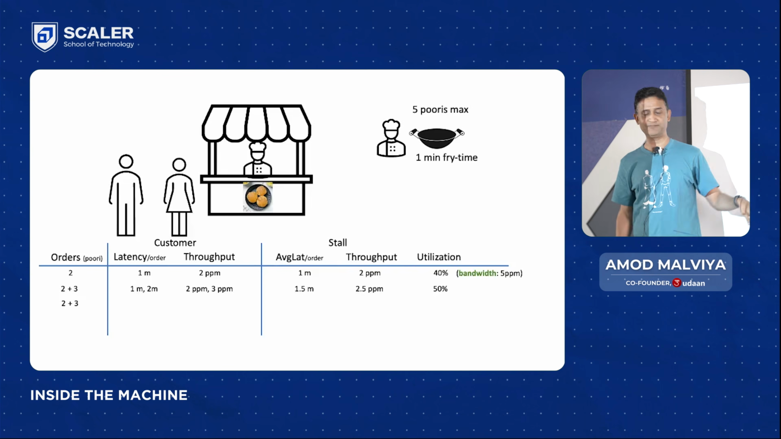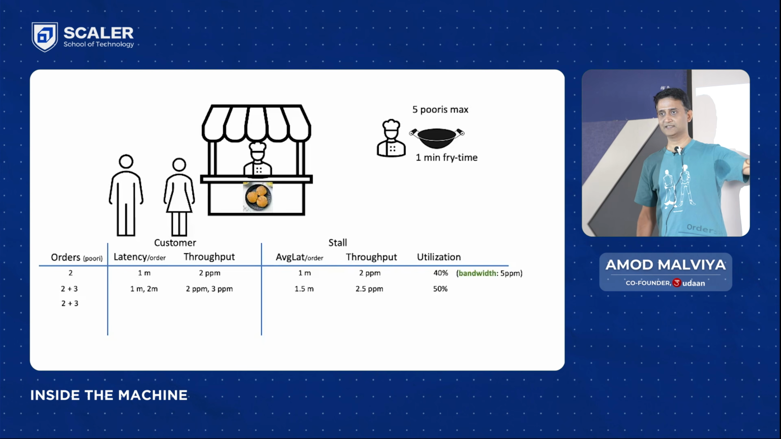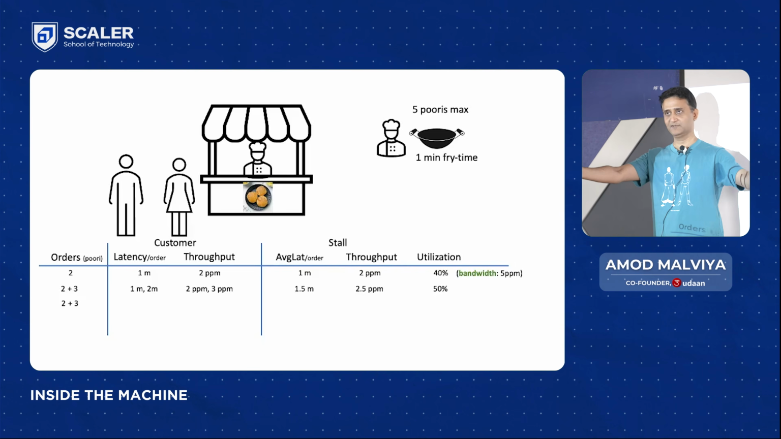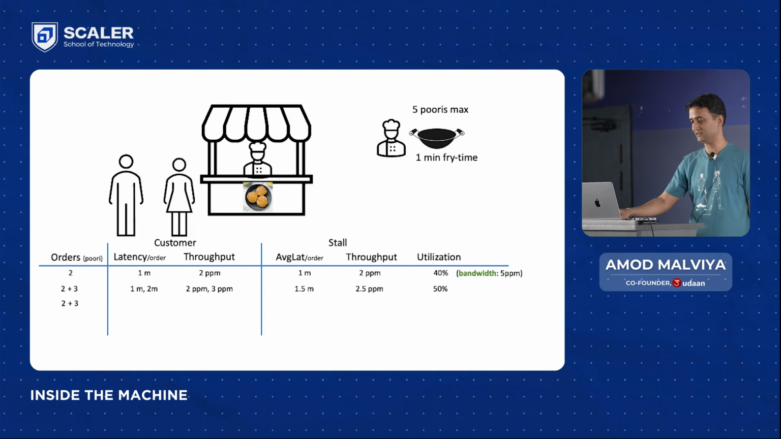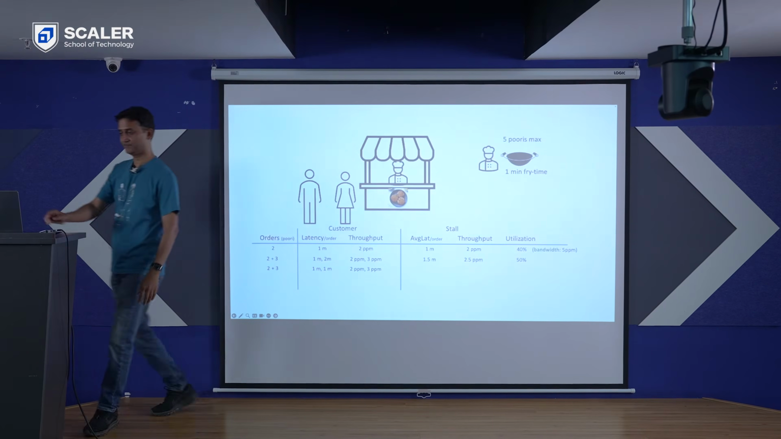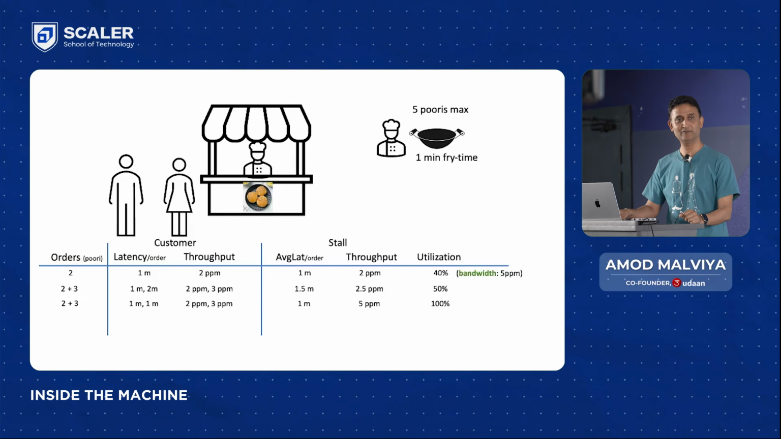Okay? Immediately after that, the second guy comes in, orders 3. This guy is still here because he's dedicatedly managing the stall now. 3 puris. In my kadai, I still had space for 3 more puris. So I threw in 3 more puris. Okay? And this happened just 1 or 2 seconds later. What is the expected latency for both the customers now? 1 minute. And throughput is 2 ppm, 3 ppm. Correct? Average latency, 1 minute.